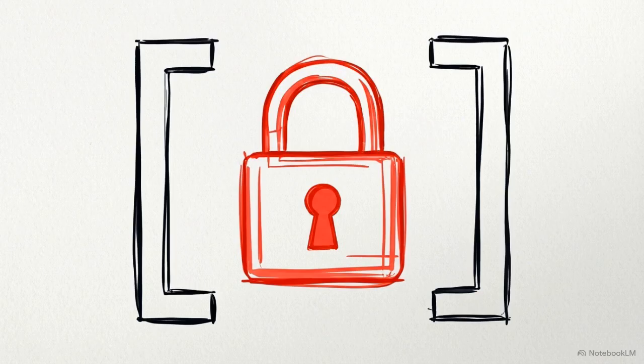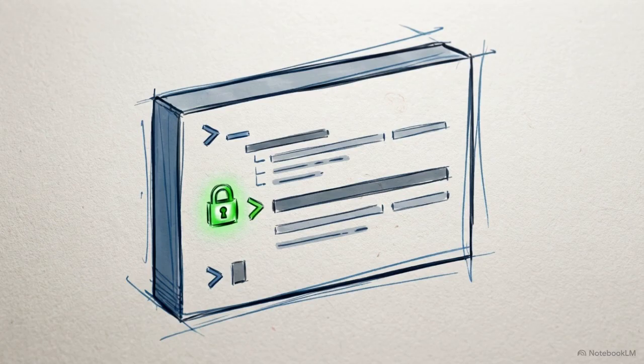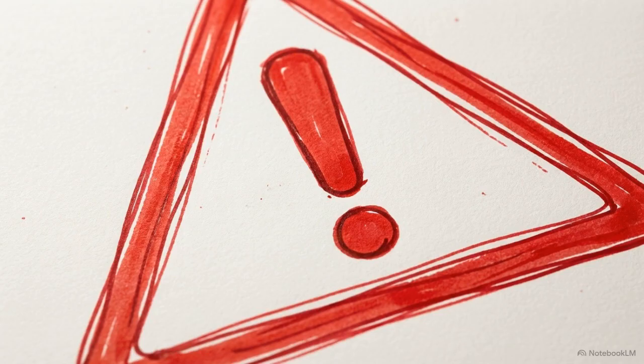Step 1 is authorization. The MCP server has no built-in authentication system. It relies entirely on your local Salesforce CLI credentials to access any org. Open your terminal and run the command sf org login web to authorize your org through the standard browser flow. Do not skip this step.